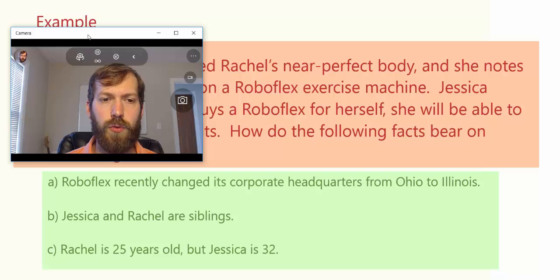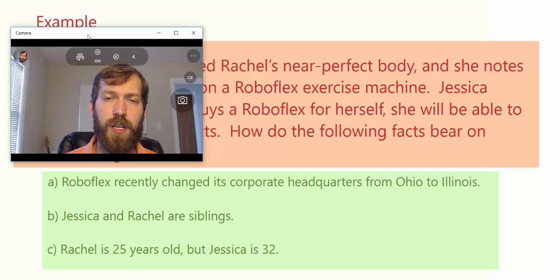If you say neutral, good. And that's because the corporate headquarters isn't going to have much of a relationship either to changing what the product is, just because it's changed location, or whether Jessica, for other reasons, can duplicate the results of Rachel.